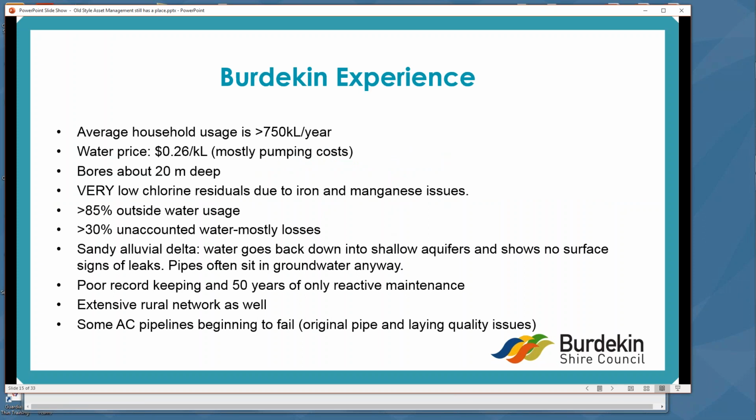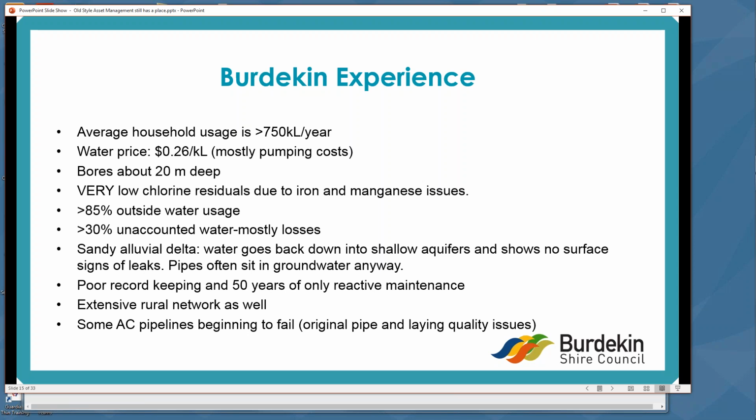So a little bit about our area. The average household use up here is about 750 kilolitres per year, with a water price of 26 cents a kilolitre. Most of our costs are really in pumping the water, very little treatment. But people don't have a good appreciation for the value of water, unfortunately.